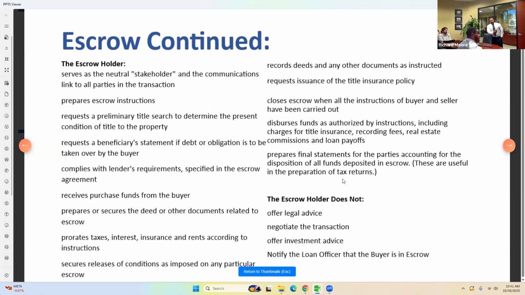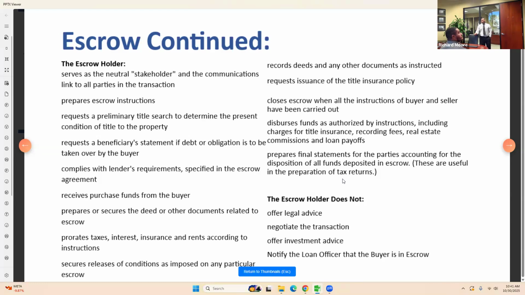The escrow holder, the escrow company, serves as a neutral stakeholder, a neutral third party, and the communication is linked to all parties in the transaction. So they don't make decisions. They just communicate, make sure that everybody's on the same page. They put it in writing and make sure everybody signs it and agrees to it, right? And they hold the money. And escrow prepares escrow instructions. They request a preliminary title search from the title company.